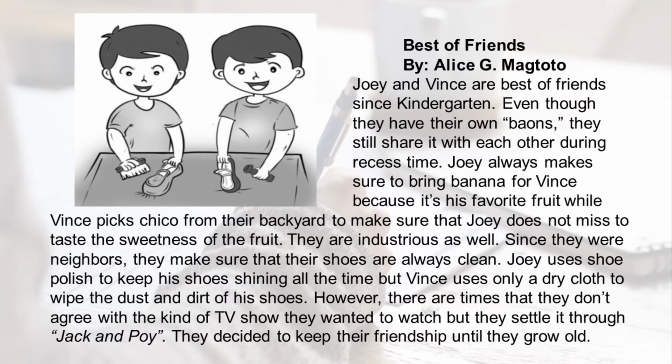Best of friends. Joey and Vince are best of friends since kindergarten. Even though they have their own baon, they still share it with each other during recess time. Joey always makes sure to bring banana for Vince because it's his favorite fruit, while Vince picks chico from their backyard to make sure that Joey does not miss to taste the sweetness of the fruit.